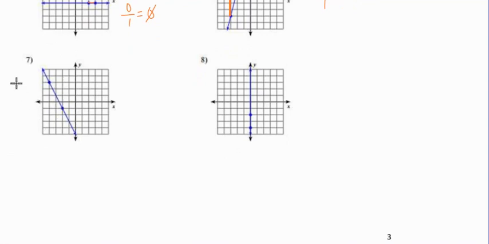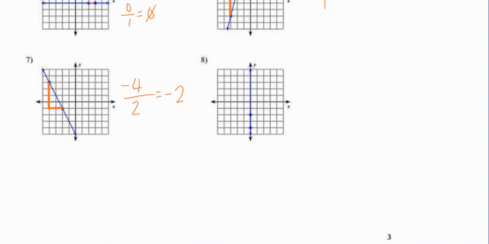If we look at number 7, first thing I want your eye to see is it's negative. It's going down to the right. And then you can determine your numbers. My rise over run. So I go down 1, 2, 3, 4, and my run is 2. So -4 divided by 2 is a -2. So this has a slope of -2.